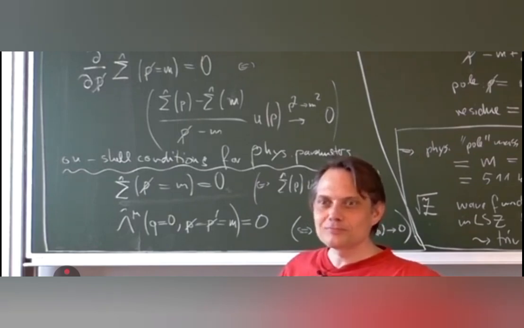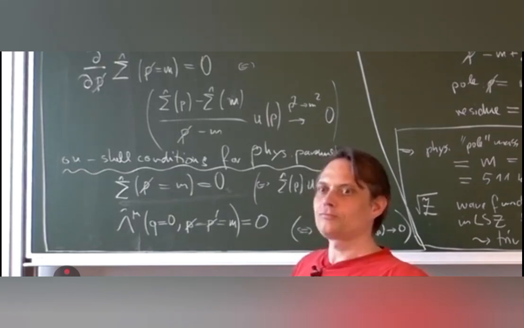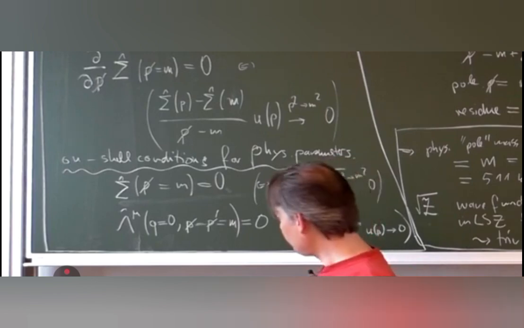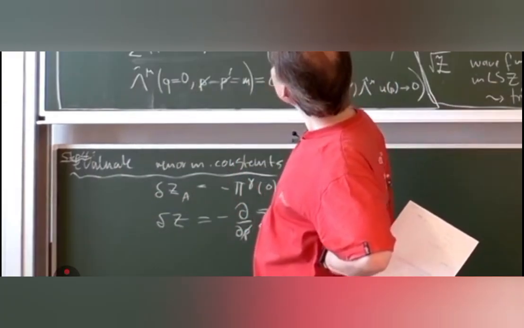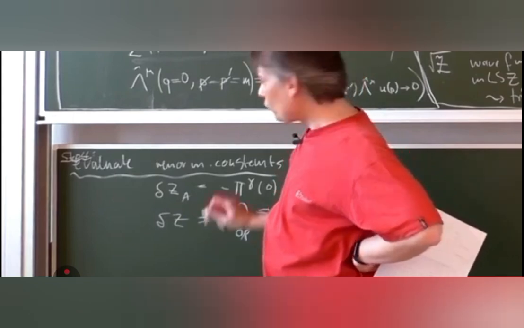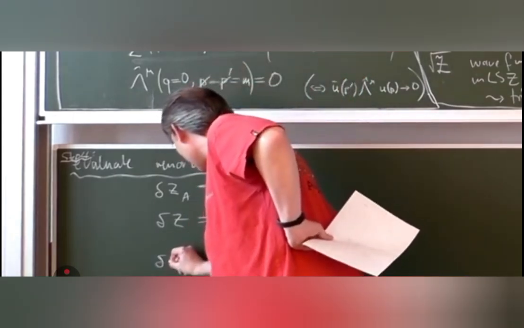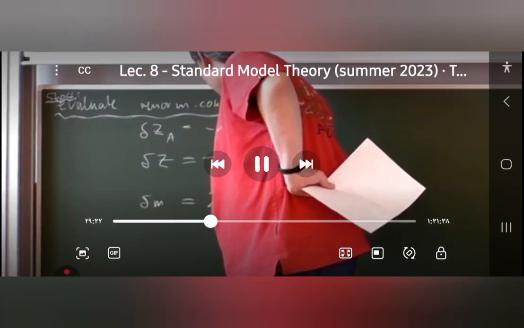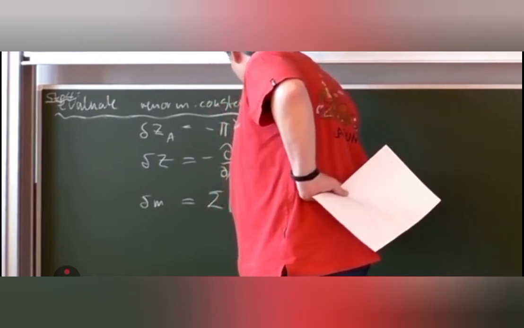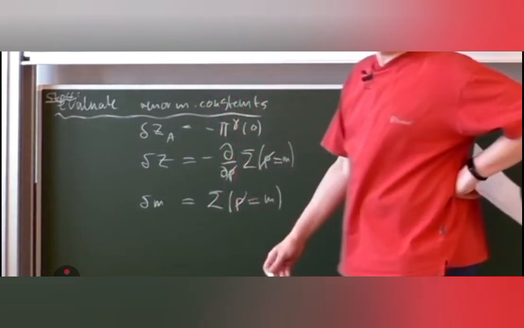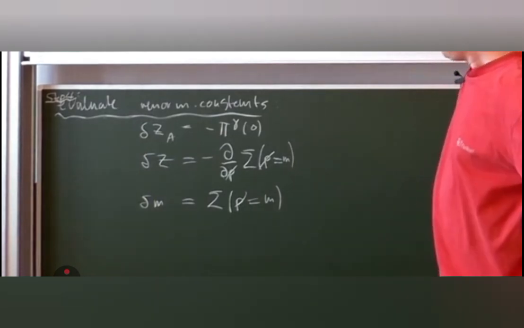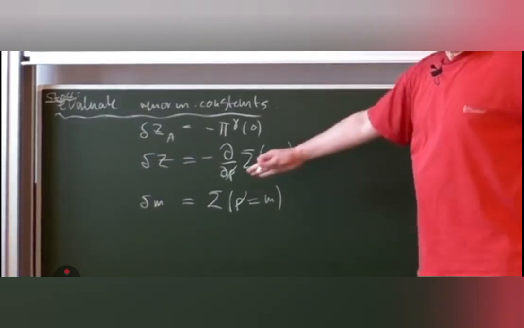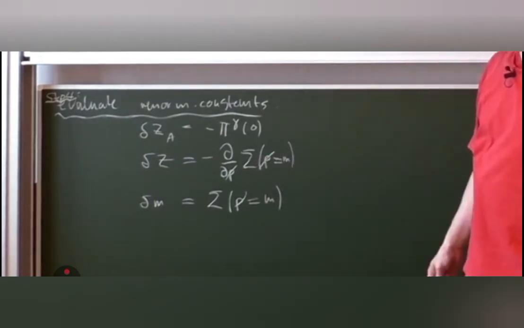So the delta z drops out. And you would just have that this I sigma without the hat is equal to this I delta m. And so we can solve this and say delta m is equal to sigma without hat at p slash equal m. And the delta z indeed has dropped out. That was the nice simplification. And so you have a direct recipe to calculate the mass counter term.